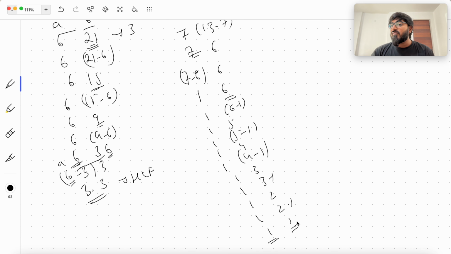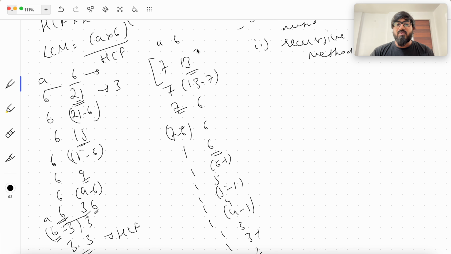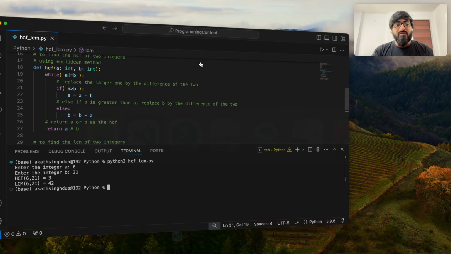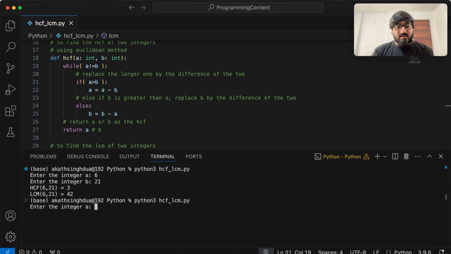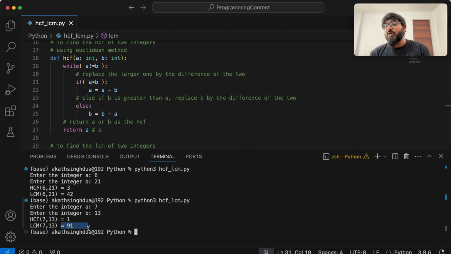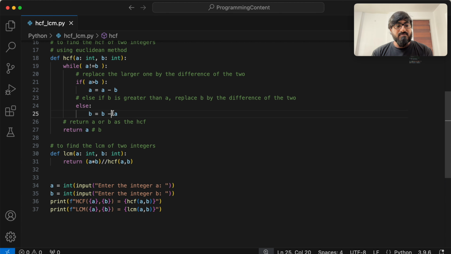So finally their HCF is 1, because you know the HCF of two prime numbers is 1. So if I run for 7 and 13, I get my HCF as 1 and LCM is going to be their product.